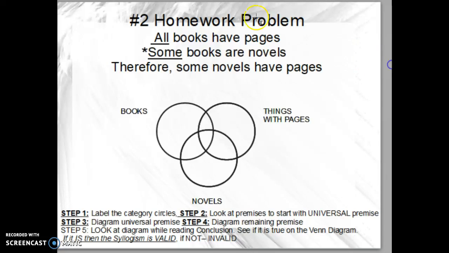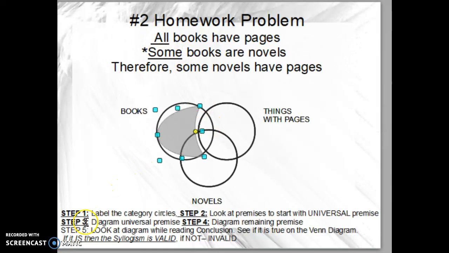So that means I have to shade out a certain region here. So let me just grab my little shading, sorry. I made some shapes ahead of time so I could shade out quickly. So I'm going to shade out this part of the book circle. I'm pushing everything in the book circle into this part. This is the only place that's available anymore. The part in the things with pages, because we said that all books have pages. So anything that's books outside of pages has to be shaded in. And so any books are now in these two regions here. So that was my first premise.